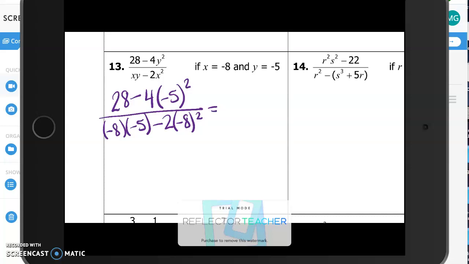So on the top, I'm going to write this in a couple of different steps. 28 minus -5 squared is 25, positive 25. 4 times 25 is 100. So 28 minus 100 is what we're going to be left with on the top. -8 times -5 is 40, minus -8 squared is 64. 2 times 64 is 128.